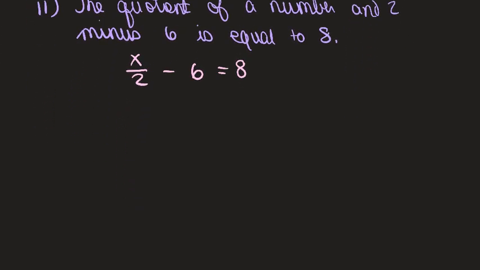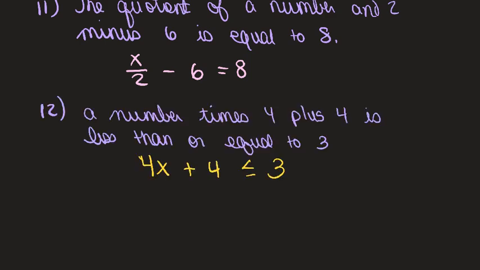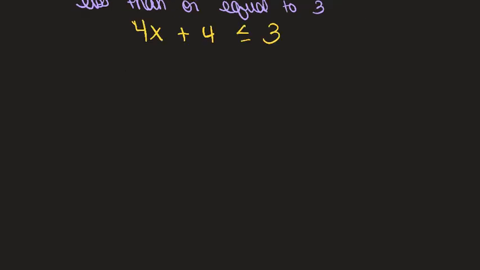The next question is going to have an inequality sign, not an equal sign. A number times 4 plus 4 is less than or equal to 3. You're going to write 4x smushed together with 4 coming first. Even though it says a number times 4, it has to look like this. Plus 4 is less than or equal to 3.